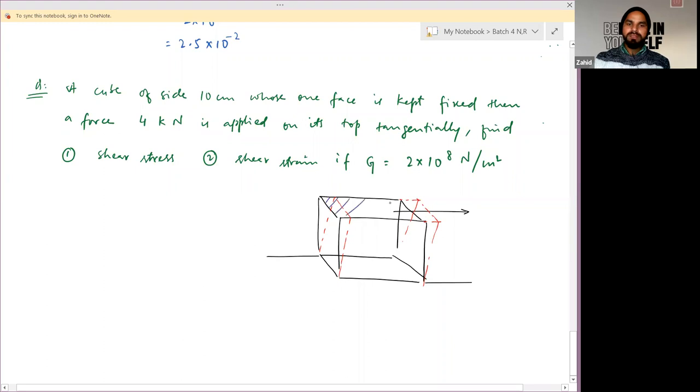Area of this particular surface or top surface of cube, which behaves like square, will be side square. So you may use L square where length is 10 centimeter. So 10 divided by 100, 10 divided by 100. So it will be 10 to minus 2 meters squared. Force is given. Just divide these two terms to get shear stress.